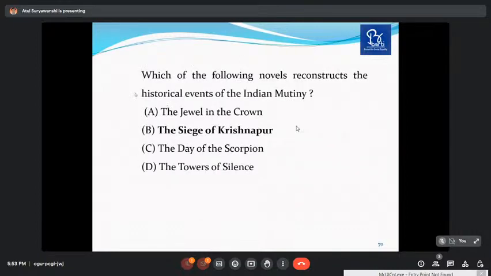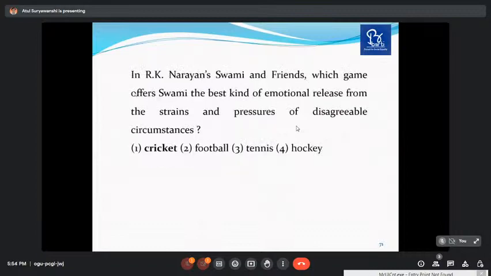The next question. Which of the following novels reconstructs the historical events of the Indian Mutiny? And the novel is The Siege of Krishnapur. So I request you to search this novel, The Siege of Krishnapur. Go into detail, search the characters, and study the theme. The next question here in the series, Swami and Friends by R.K. Narayan: in this story, which game offers Swami the best kind of emotional release from the strains and pressures of disagreeable circumstances? The answer is cricket.